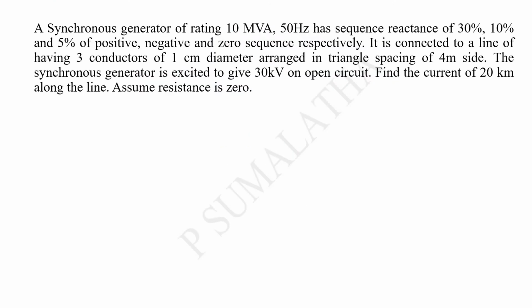Let us see the problem statement. A synchronous generator of rating 10 MVA, 50 Hz has sequence reactances of 30%, 10% and 5% for the positive, negative and zero sequence respectively. It is connected to a line having 3 conductors of 1 cm diameter arranged in a triangle spacing of 4 meter side. The synchronous generator is excited to give 30 kV on open circuit. Find the fault current at 20 km along the line. Assume the resistance is 0.